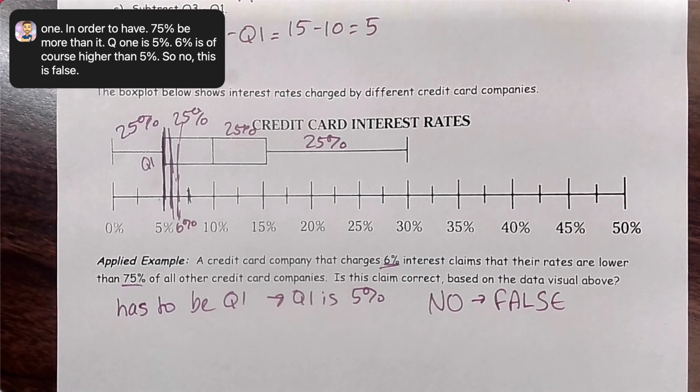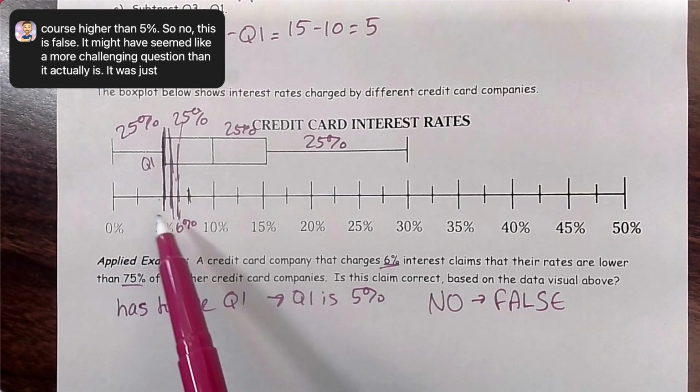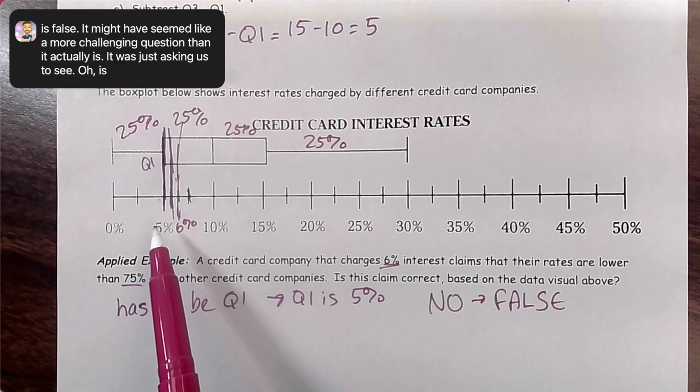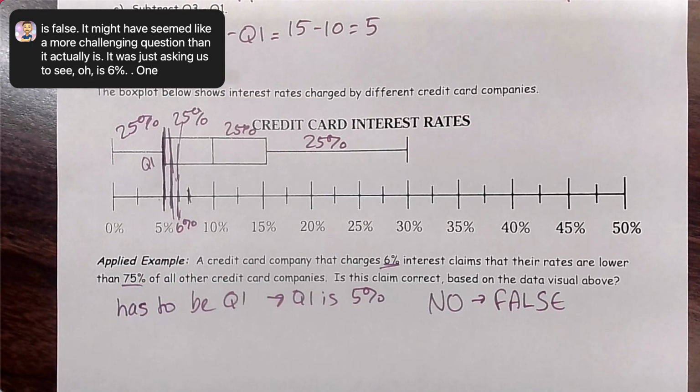It might have seemed like a more challenging question than it actually is. It was just asking us to see, oh, is 6% quartile 1? It's not? Cool. They lied. It is a false statement.